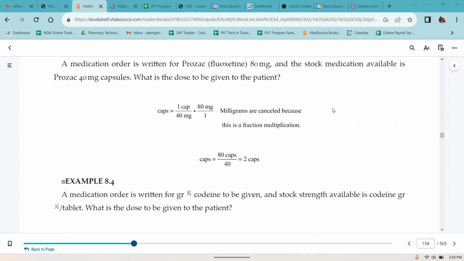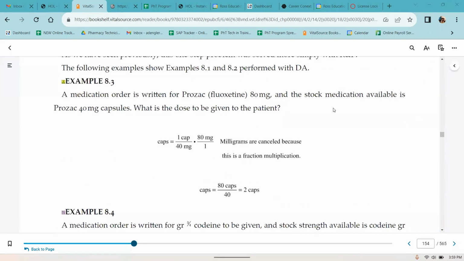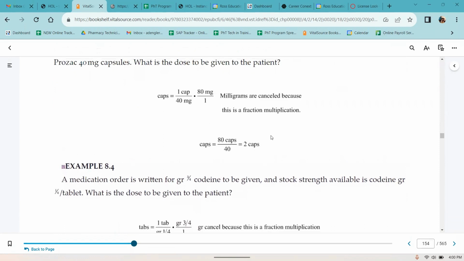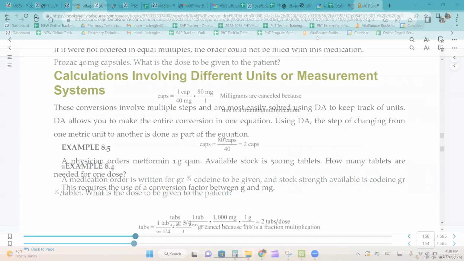For examples 8.3 and 8.4, that is going over how to calculate the same things we just did in 8.1 and 8.2, but using dimensional analysis, which we do not use at Ross. So we won't go over those, but if you want to do them this way, you can read how they did them, and if that works for you, great. But you won't see examples that way, and we don't teach it that way.